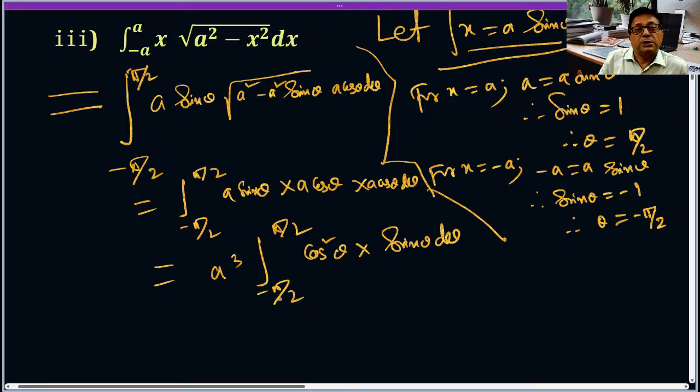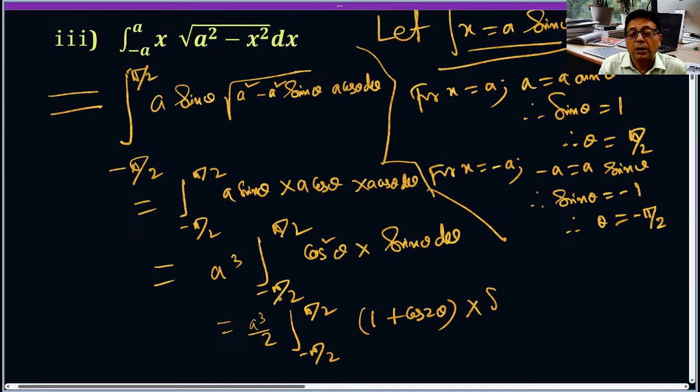Now what to do? The sum is more complicated. You could have taken a square minus x square equal to z square. It could be easier for you. But as you have taken this, I can change it in this manner. No more substitution. You write a cube by 2, multiplying 2 by 2. 2 cos square theta is what? Isn't it? This is okay?